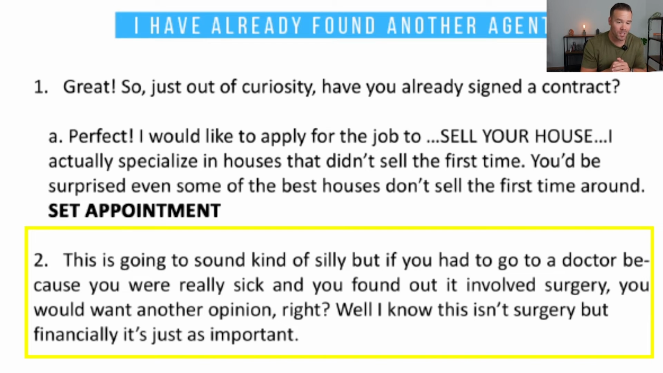If it's too soon, go on to, this is going to sound kind of silly, but if you had to go to a doctor because you were really sick and you found it involved surgery, you'd want another opinion, right? Well, I know this isn't surgery, but yet it's financial surgery and it's just as important. So kind of silly. I personally didn't use this all the time. I didn't love that one so much, but if it's your style, go with it. And in the right situation, I definitely used it because you want to stress upon them the importance of a second opinion.